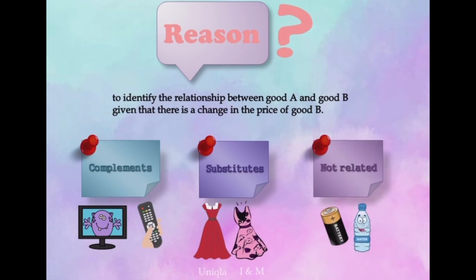For the complements, for example, TV and remotes. Substitutes are close to the same product but different brands. For example, the red one, Uniqlo, and the pink one, INN. Not related, for example, battery and water.